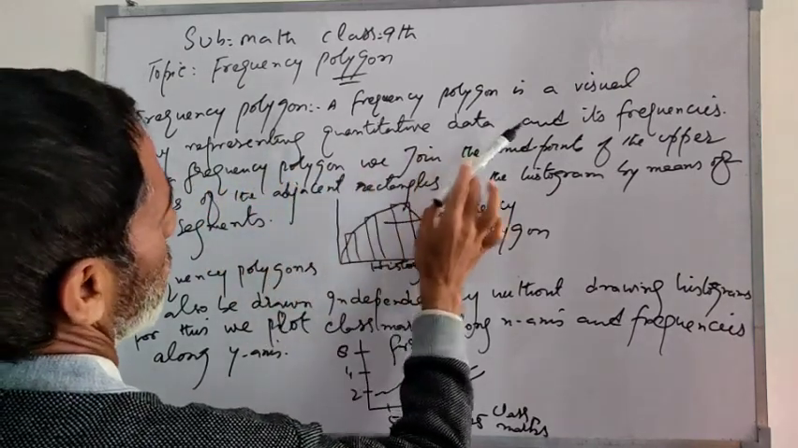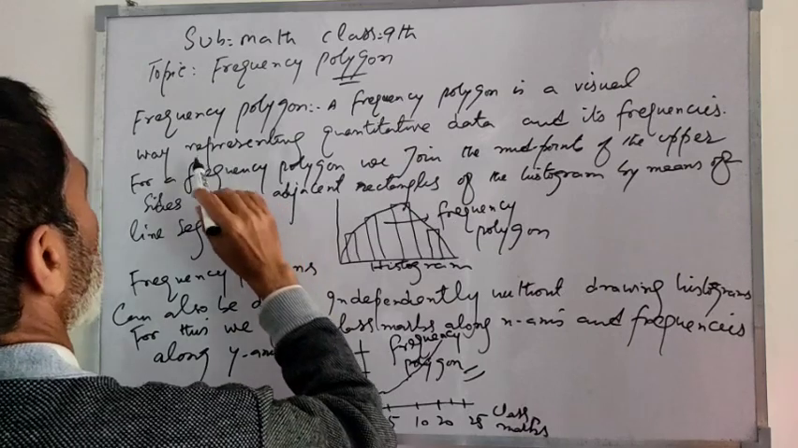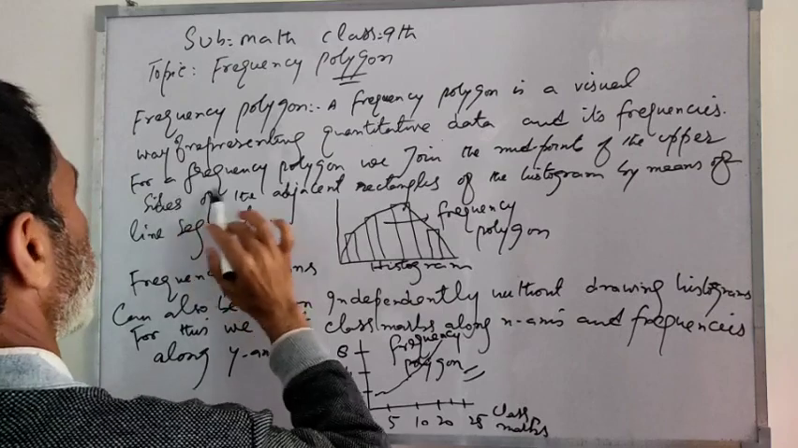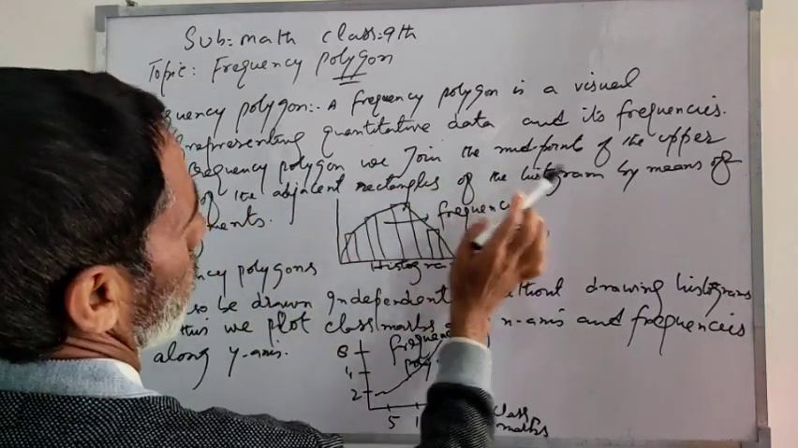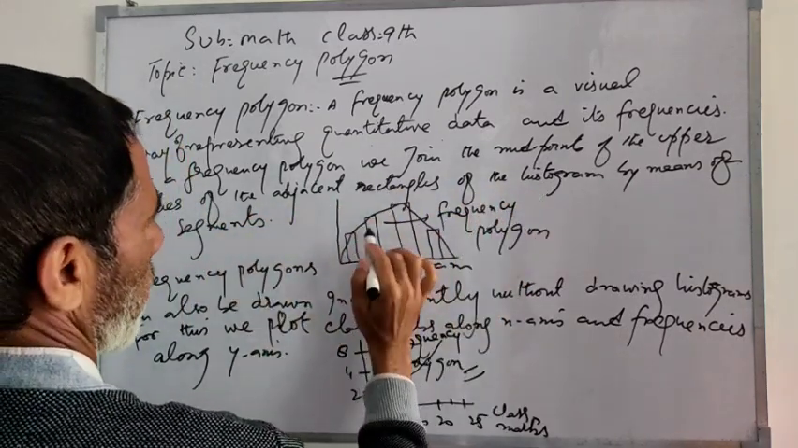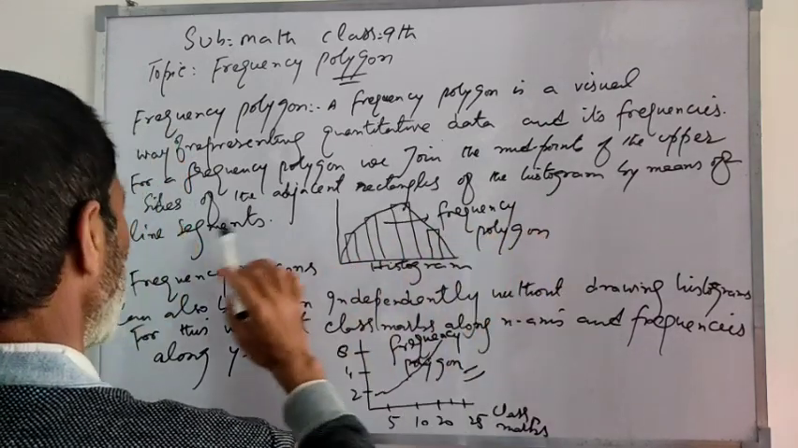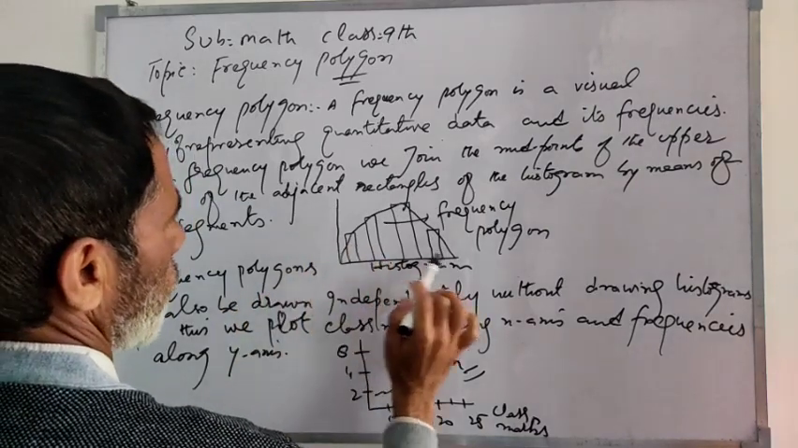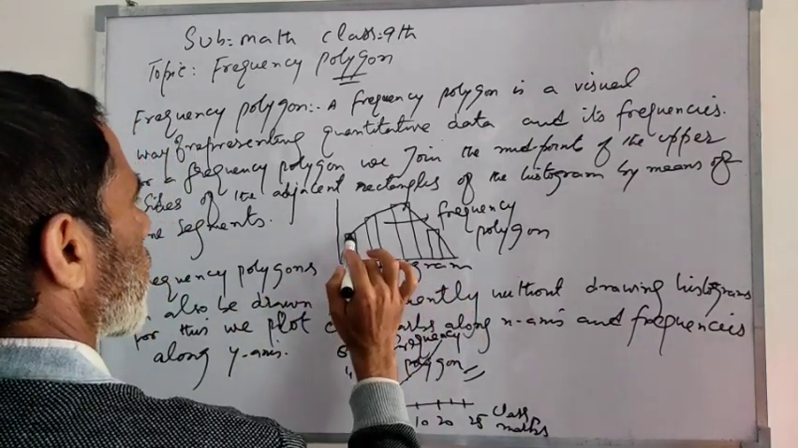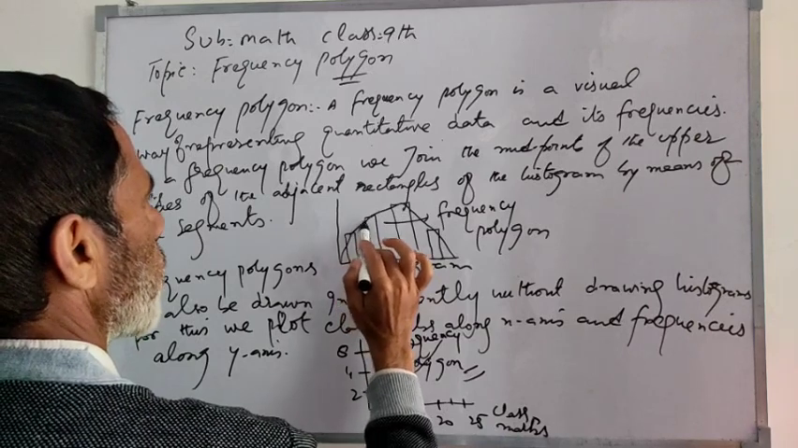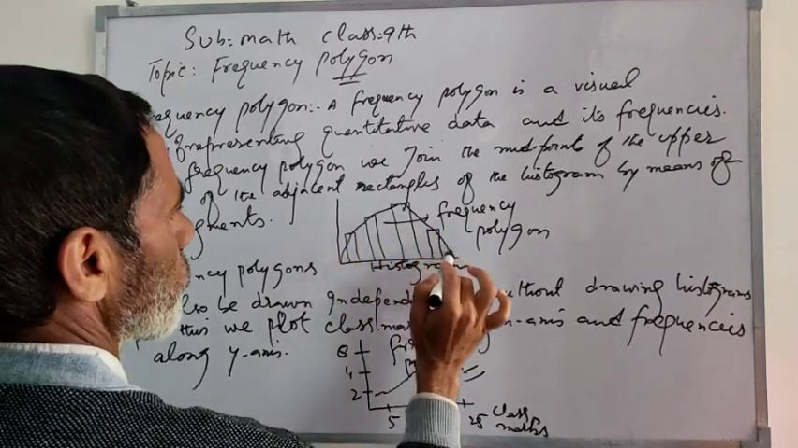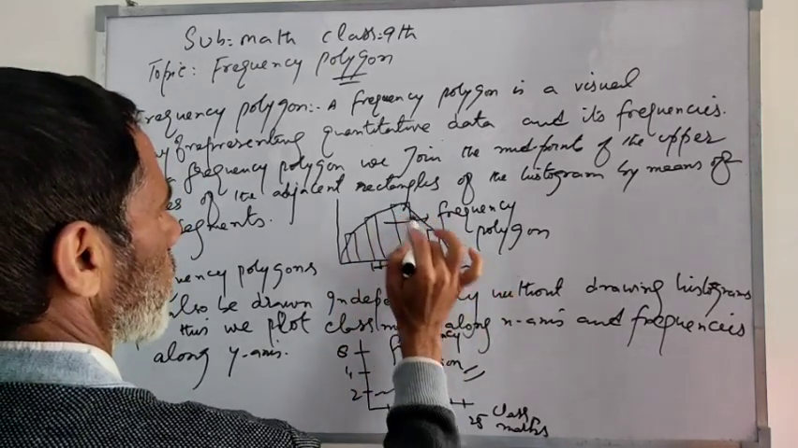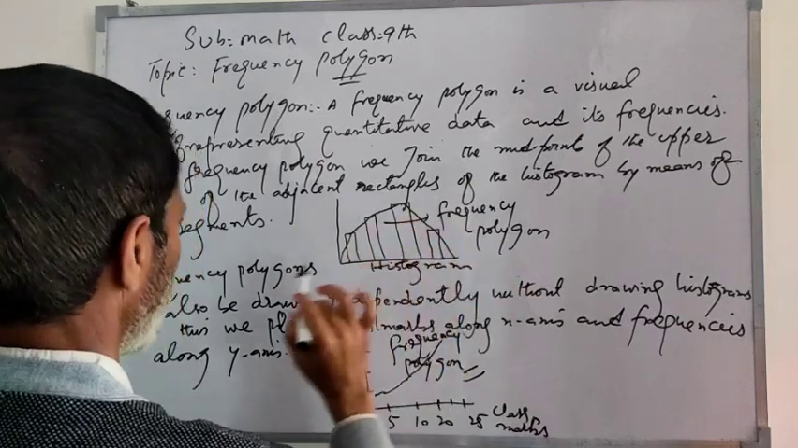A frequency polygon is a visual way of representing quantitative data and its frequencies. For a frequency polygon, we join the midpoints of the upper sides of the adjacent rectangles of the histogram by means of line segments. For example, this is the model of the histogram. We join these midpoints by line segments, and we will get the frequency polygon.